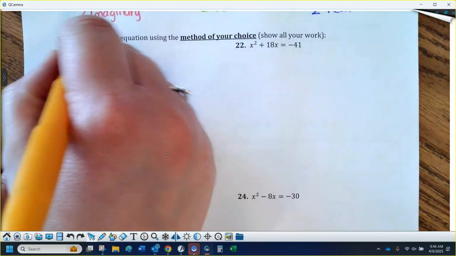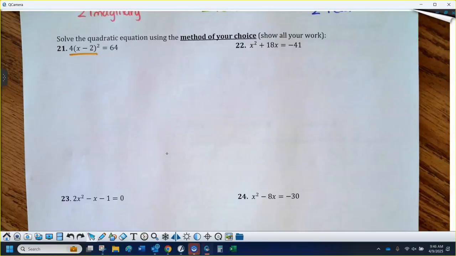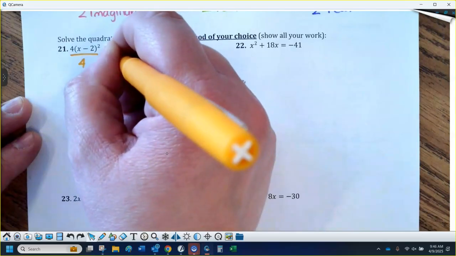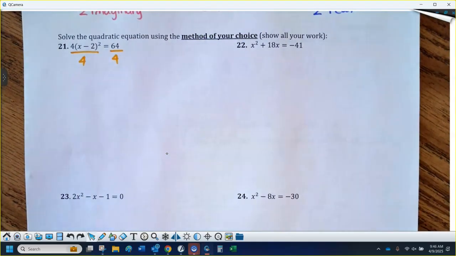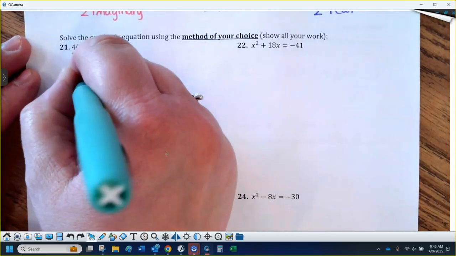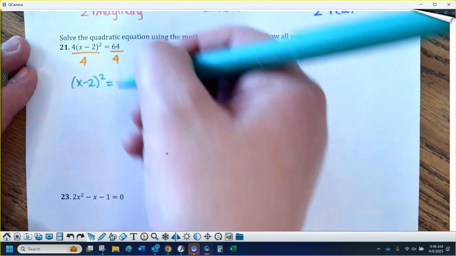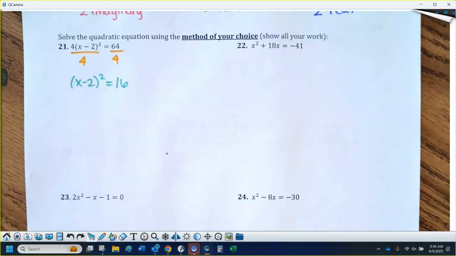Perfect. Okay. Now, I'm telling you, please, please, please. What he said is totally valid. We could like square that, do like a foil or box, and we could distribute. Please, please, please don't. I'm trying to save you time. Do not distribute. Just divide. Then you can just get rid of that 4, and you don't have to mess around with it. I'm totally just trying to save you time here. So this would be x minus 2 squared, and then 64 divided by 4 is 16.